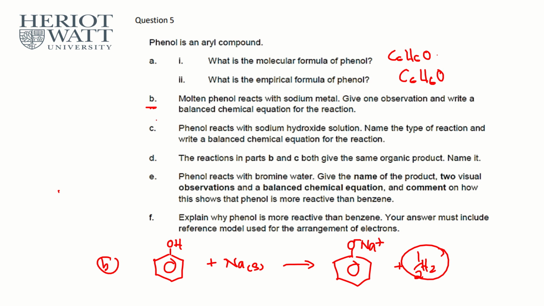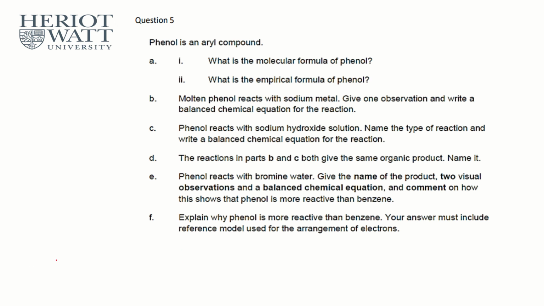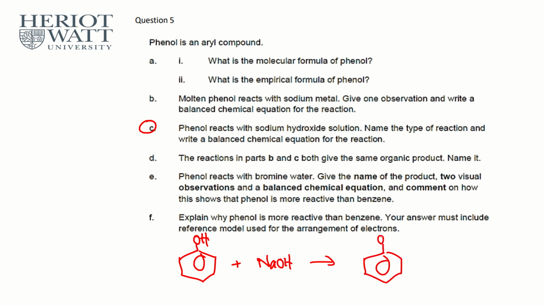Next one, part C. Phenol reacts with sodium hydroxide. Again, phenol is acidic. It is slightly acidic, pH 6.5, and it will definitely react with sodium hydroxide, which is a base, and neutralization takes place. You will get the same sodium phenoxide plus water, no hydrogen gas because it's neutralization in this case. And that's the balanced equation.